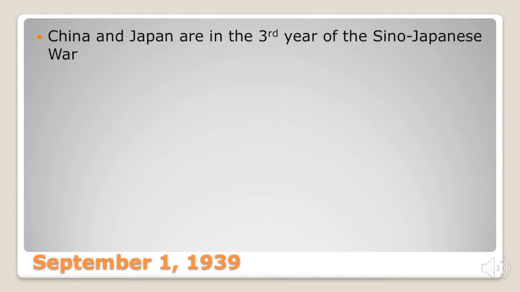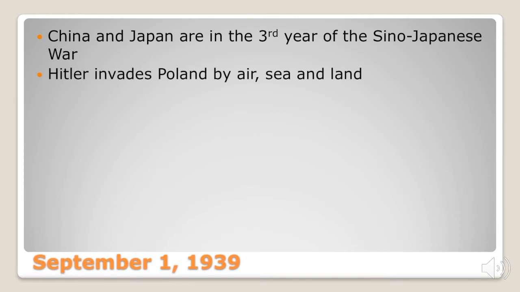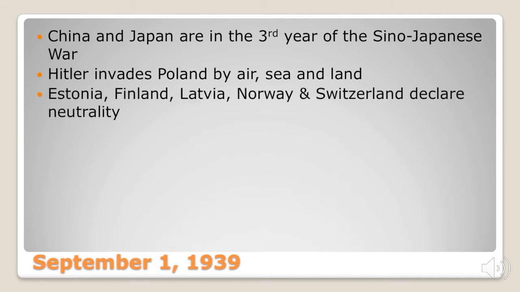September 1, 1939. Before we get started with this, remember what's going on. So we've spoken about this already, but China and Japan are in the third year of the Sino-Japanese War. Essentially, World War II has already begun in Asia. All right? Hitler invades Poland by air, sea, and land, and Estonia, Finland, Latvia, Norway, and Switzerland declare neutrality.